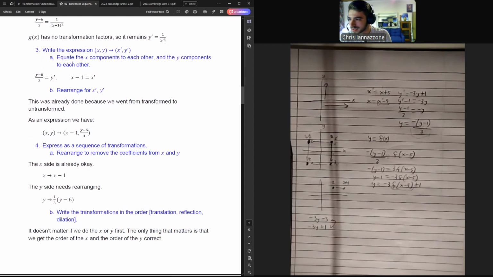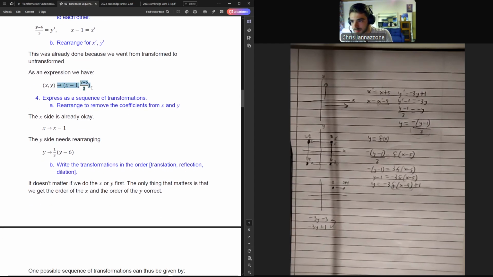Okay, so rearranging for x prime, y prime. Again, that's a bit different to the previous example because we were doing everything in reverse. So we're going back to x prime, y prime. Good news is, when you have an example like this, it's already in x prime, y prime. So there's no actual step to be done here, although that will be applicable in the next example. So as an expression, that means our new x is equal to that. So x goes to the new x, which is x minus 1. And the new y is equal to that. So y prime is equal to that.